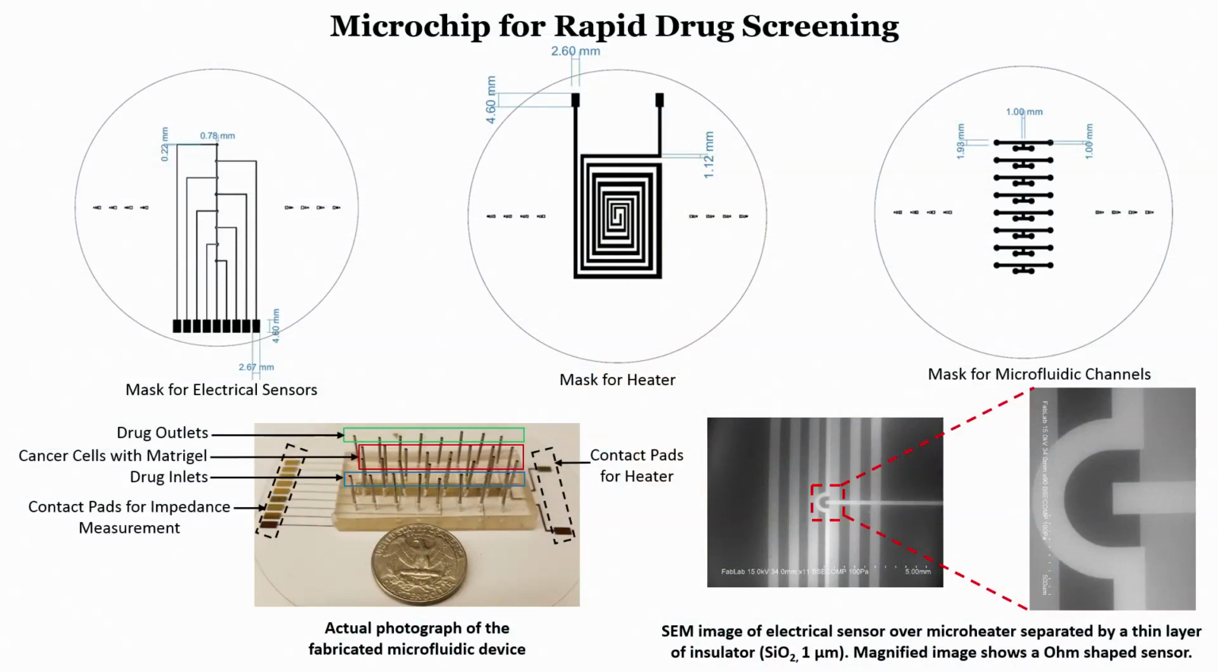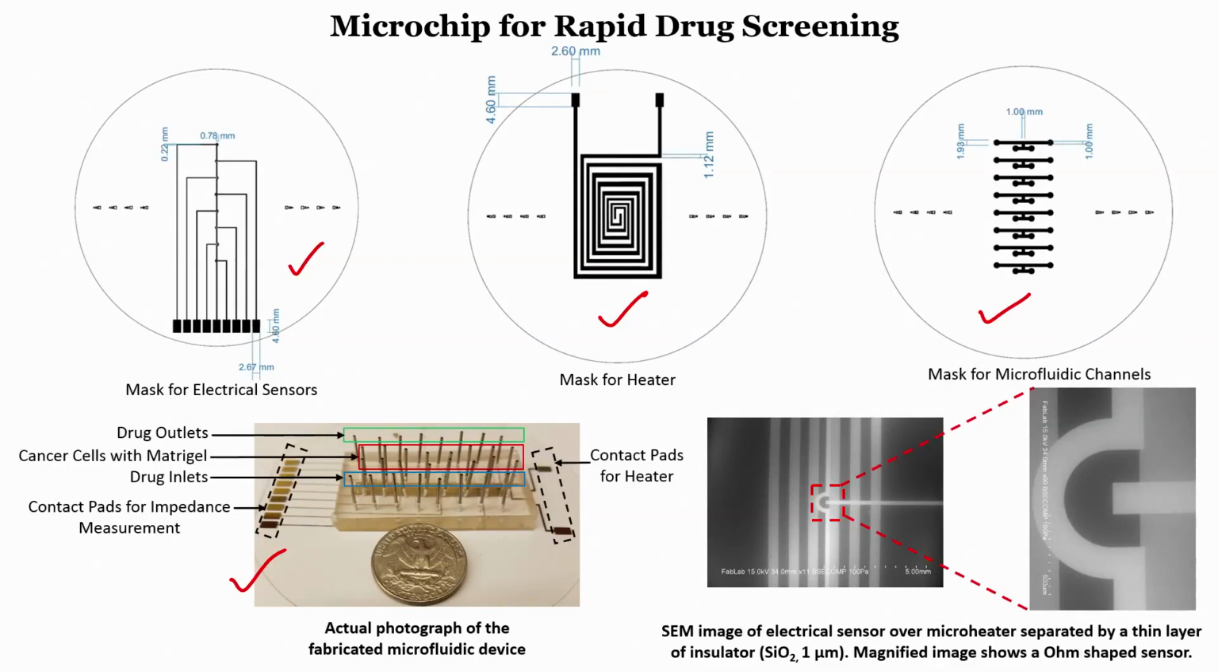Okay. If you see the screen, last time we saw the process flow for fabricating a heater, the process flow for fabricating interdigitated electrodes, and the process flow for forming channels in PDMS. Then we stuck the PDMS to the interdigitated electrodes, and the final microfluidic chip will look like the one shown in the figure here. This is the actual photograph of the fabricated microfluidic device.